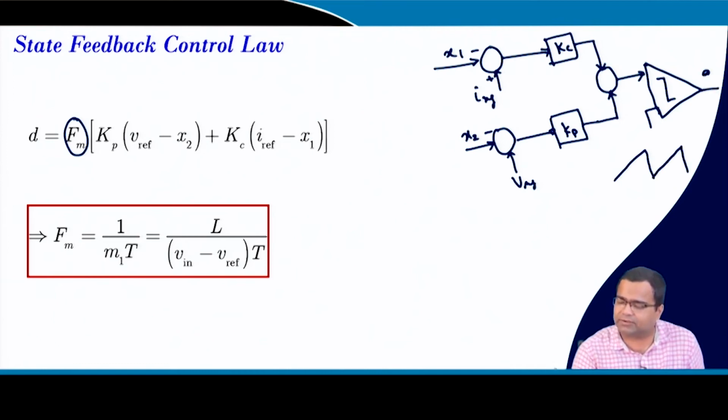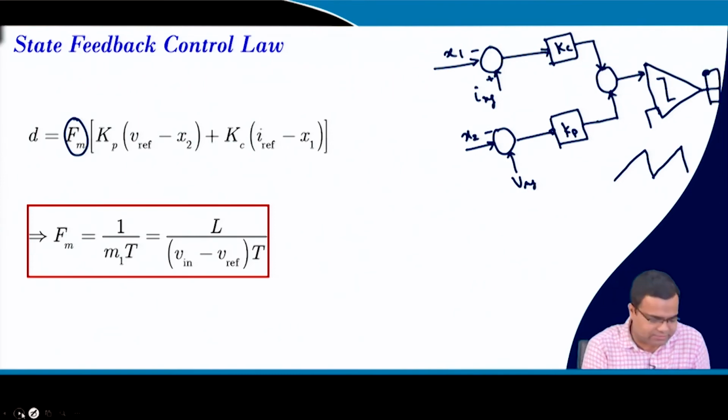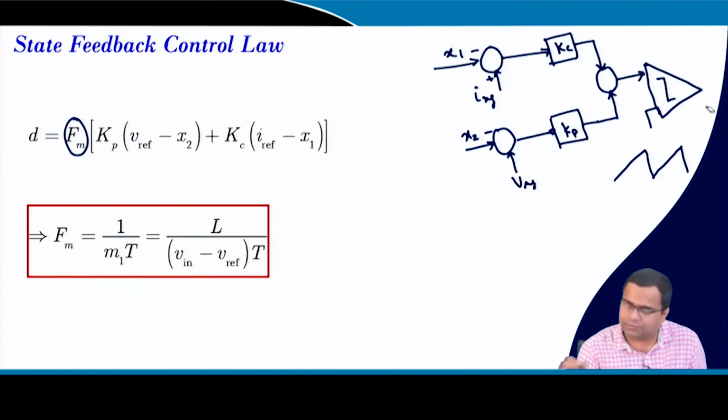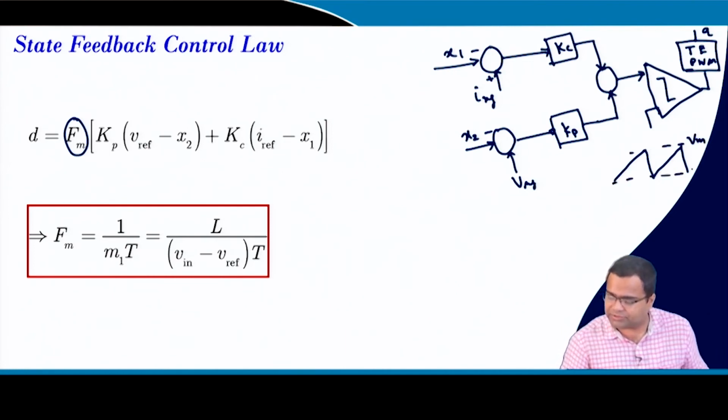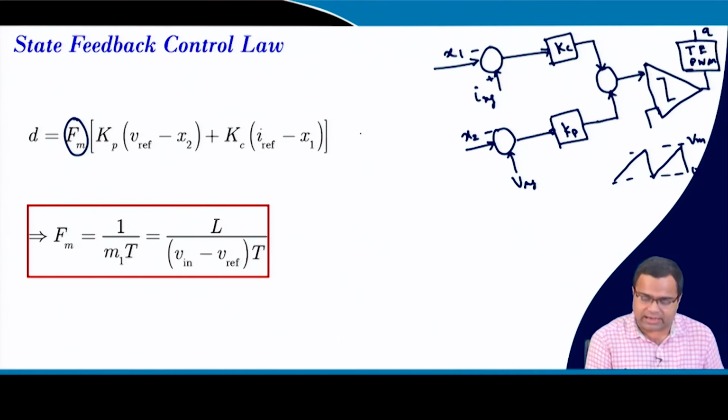I mean, of course, there will be a latch circuit after that. So, this will go to your trailing edge PWM, and that will generate the gate signal. So, what is my modulator gain? If this is my Vm and this is my 0 voltage, then my modulator gain Fm is nothing but 1 by Vm.